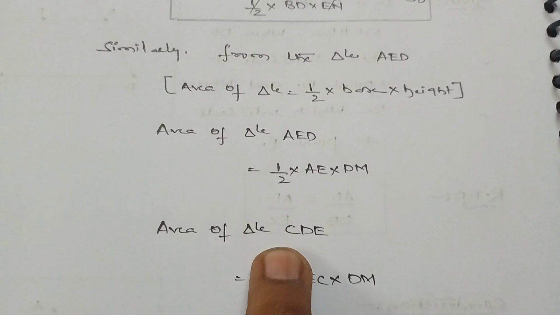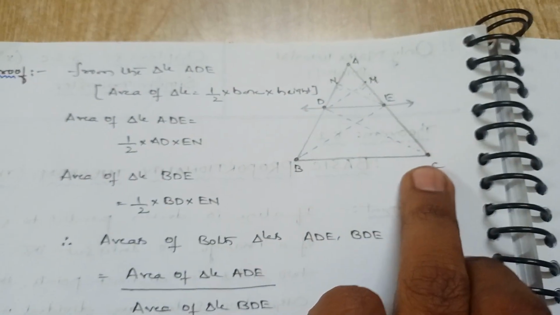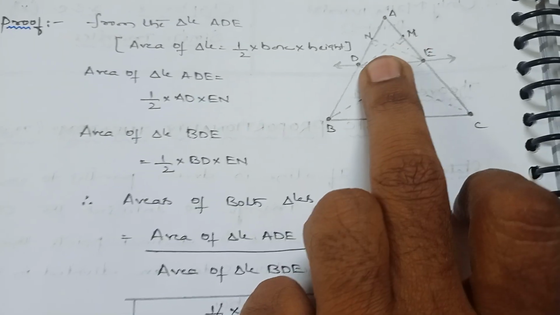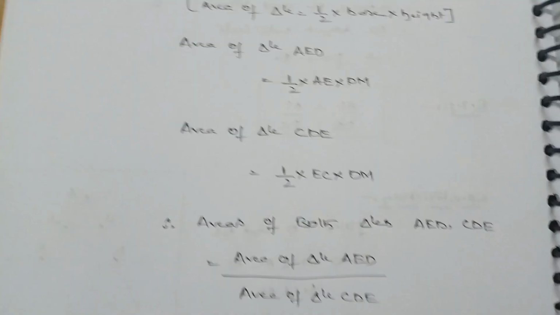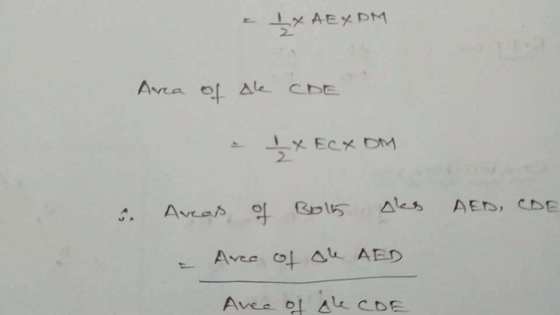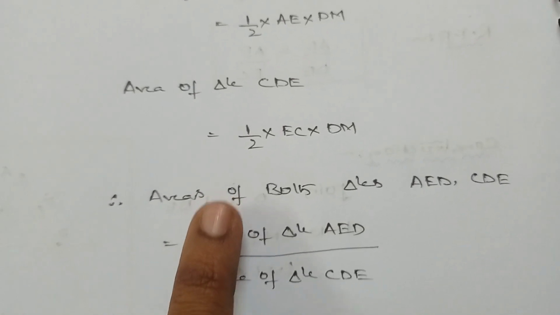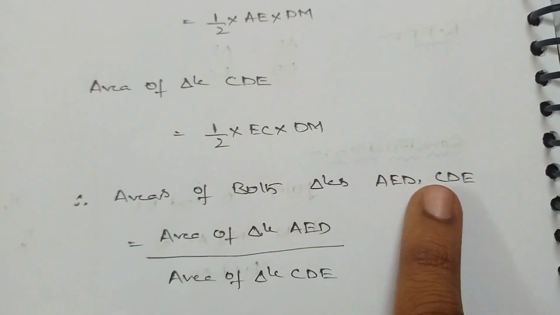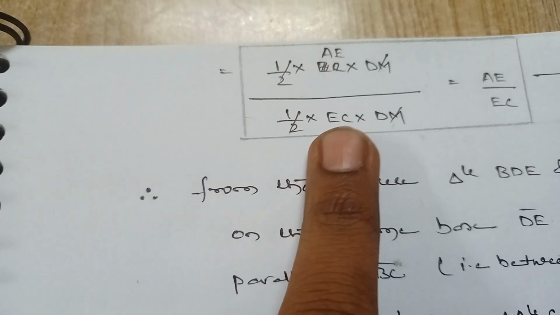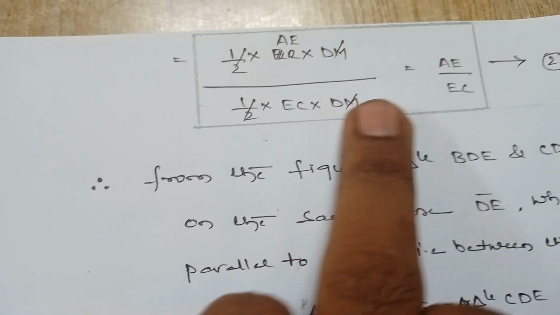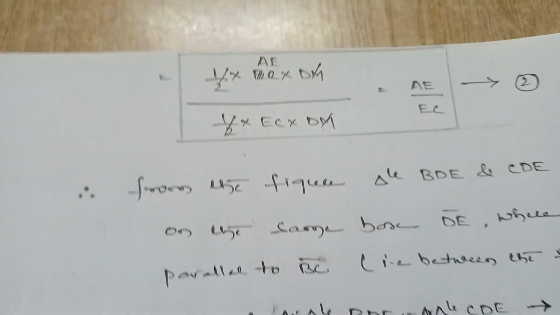Similarly, for the area of triangle CDE, the base is CE and the height is DM. As I said, the height can be used for any of the triangles on the same side. Now, taking the ratio of the areas of the two triangles AED and CDE, what do we get? Half into AE into DM by half into EC into DM. Cancel like terms, and we get AE by EC. Take it as equation 2.